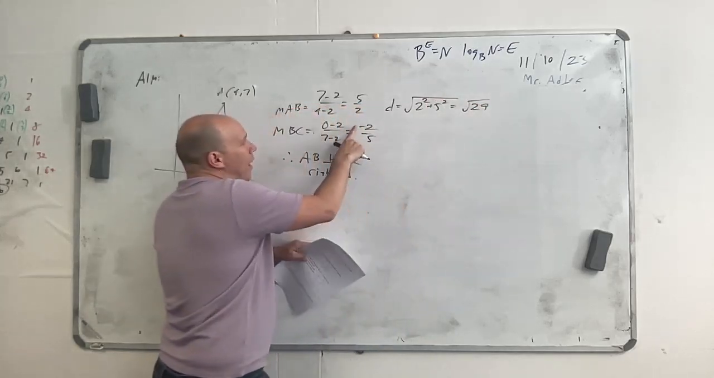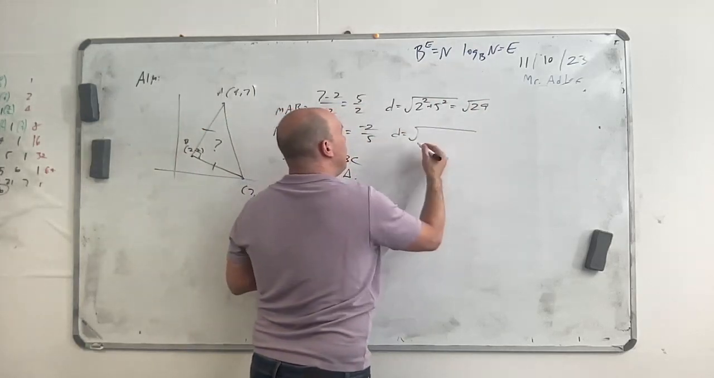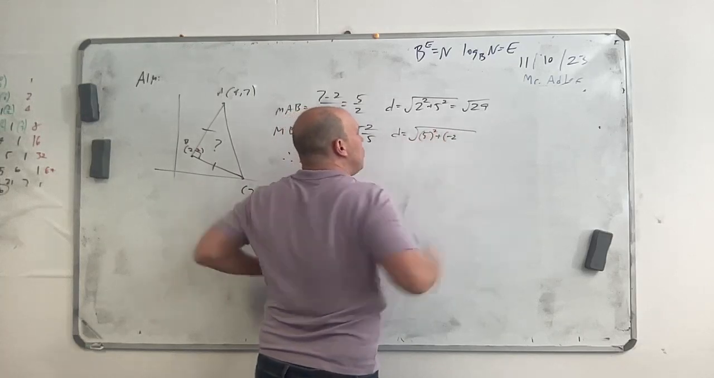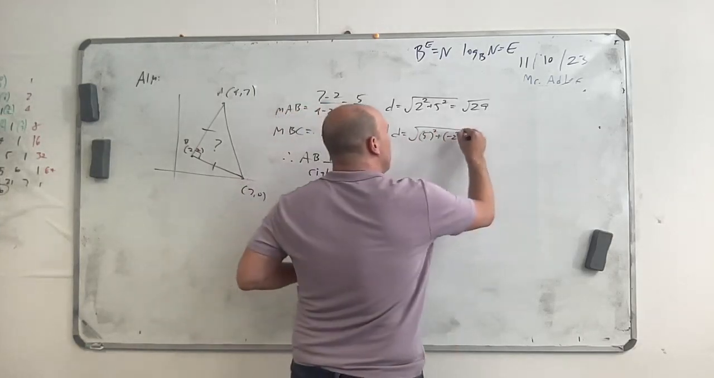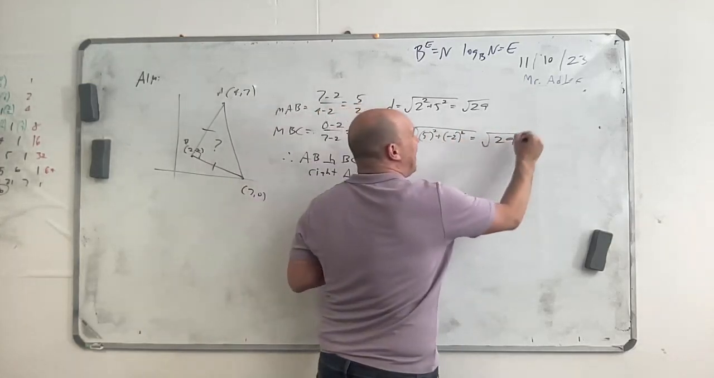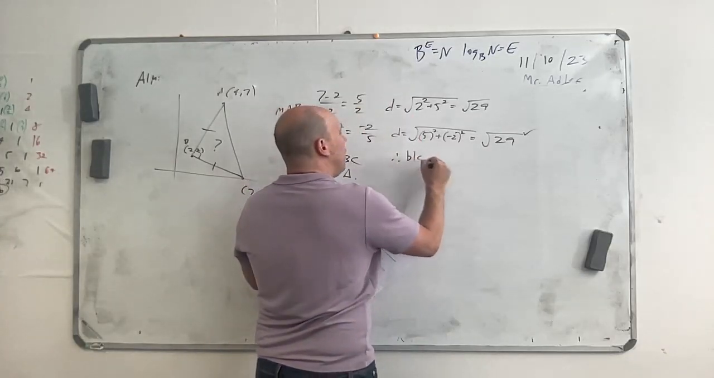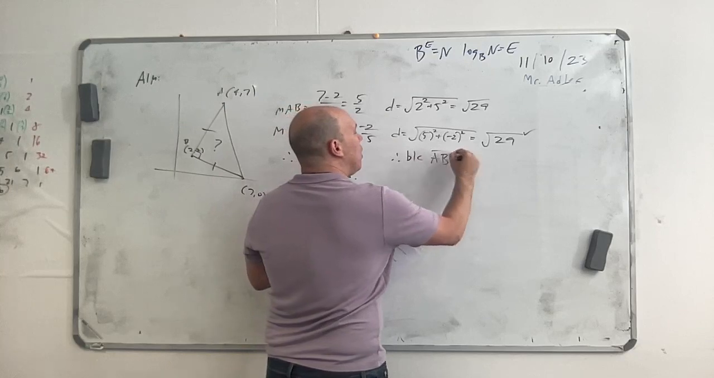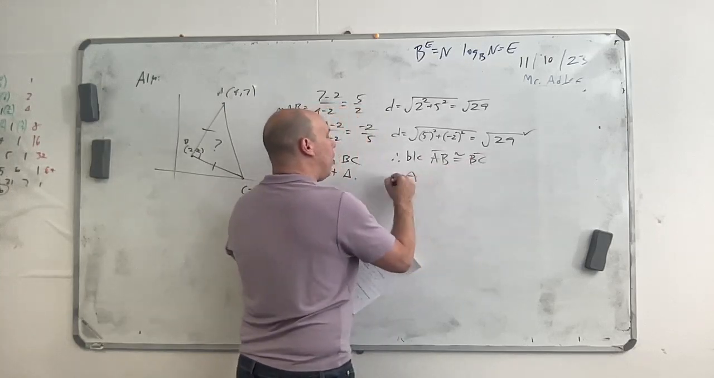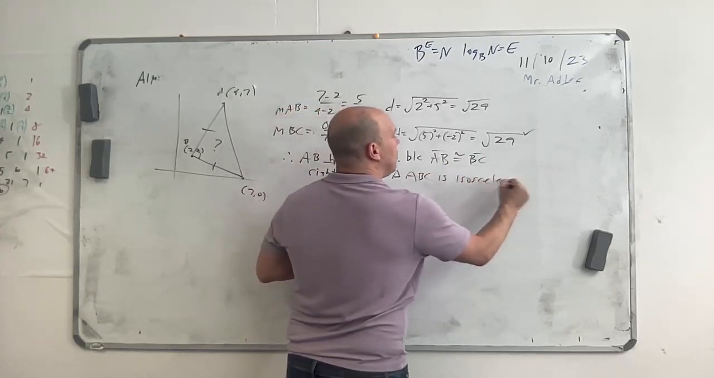And over here, we have the change in y and the change in x, which fits nicely into our distance formula of 5 squared plus negative 2 squared. Well, that's also 25 plus 4, or 29. Nice. So therefore, because AB is congruent to BC, triangle ABC is isosceles. Nice.